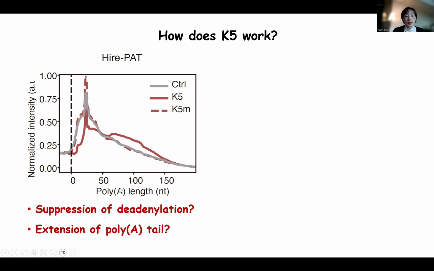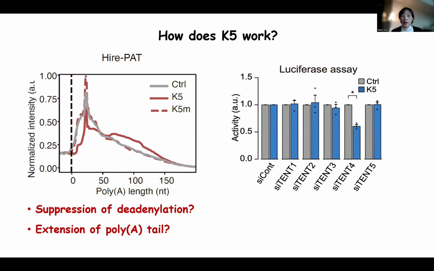We examined the latter possibility first by knocking down TENT family proteins and found that this K5-containing luciferase reporter was downregulated specifically when TENT4 enzymes were depleted. So TENT4-mediated mixed tailing might be involved in K5 action.